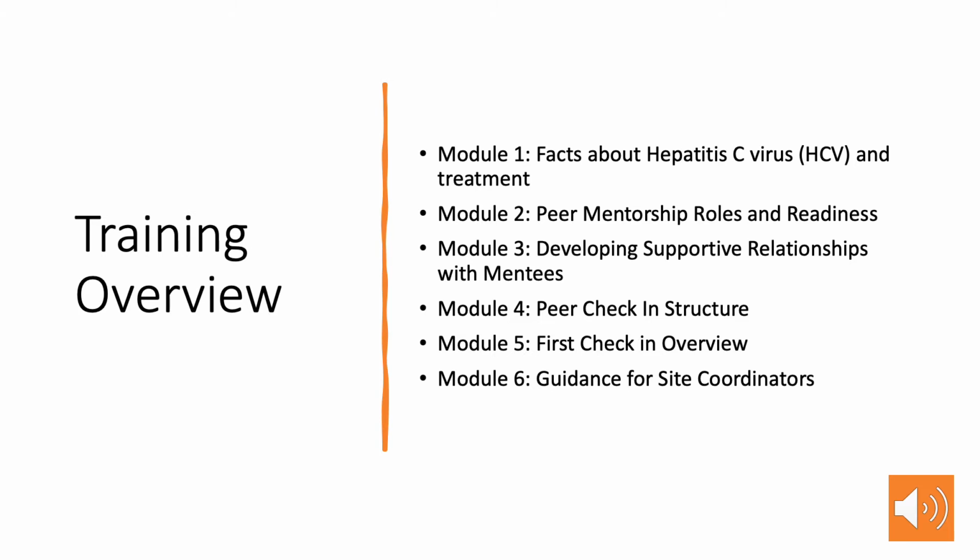This is a training overview of all of the modules that you will complete as part of your peer mentorship training. So Module 1, which is this module, will go over facts about hepatitis C virus and treatment. Module 2 will be about peer mentorship roles and readiness. Module 3 will be about how to develop supportive relationships with your mentees. Module 4 will be the peer check-in structure. Module 5 will go in depth about the first check-in you will do with participants, and Module 6 will be a guidance for site coordinators.